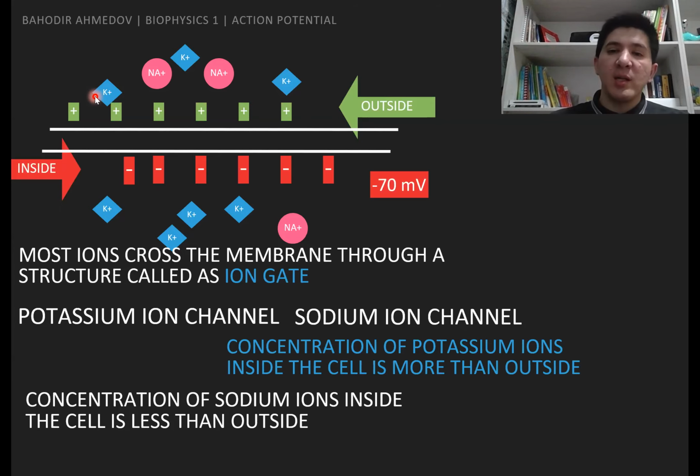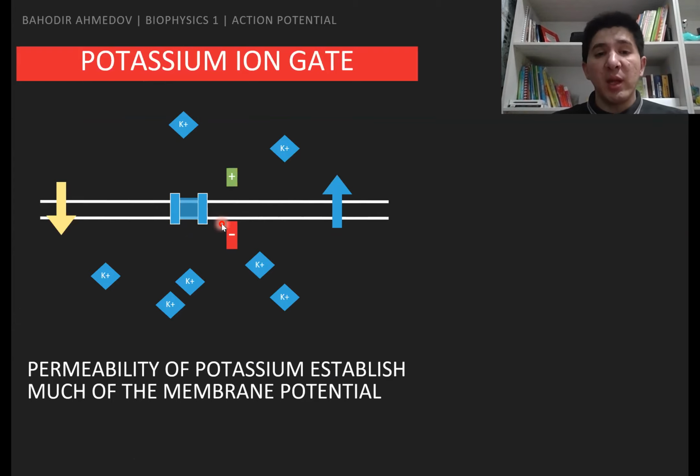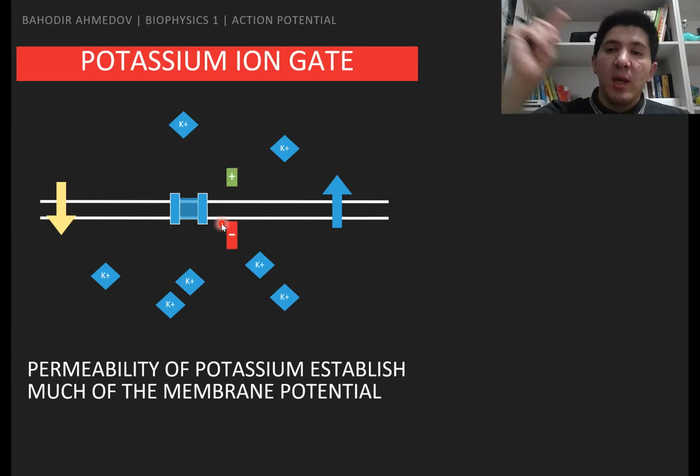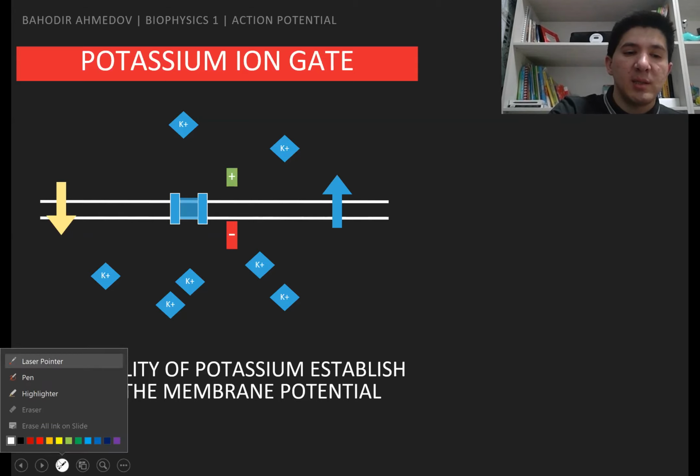This is important for us because we're now going to talk about the potassium ion channels and sodium ion channels in more detail. So let's talk about the potassium ion channels. The permeability of potassium is really important because it basically establishes the membrane potential. This movement of potassium ions in and out of the cell is basically defining the membrane potential. As we said before, the concentration of potassium ions inside is much more than the concentration of potassium ions outside the cell.